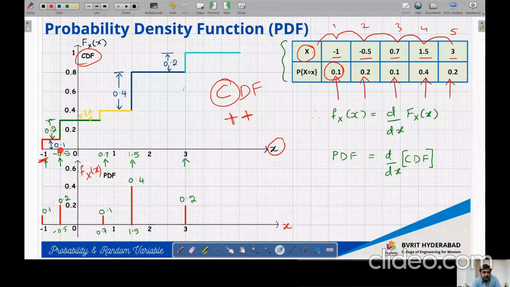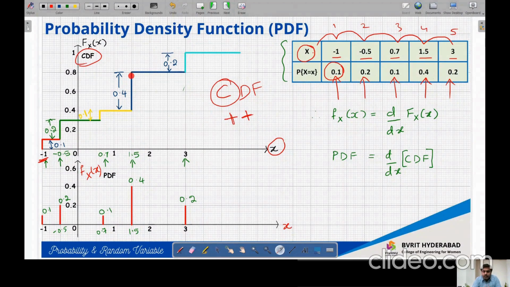But here we need to represent the step size only with a probability of 0.2. From the reference, it is cumulative, so the step is 0.2. And that will remain constant until it reaches the next value of the random variable, that is 0.7. Once it reaches 0.7, the probability is 0.1, so I have represented 0.1 here. And that remains constant till it reaches the next value of X, that is 1.5. At 1.5, you observe the probability as 0.4, so the step size is 0.4.